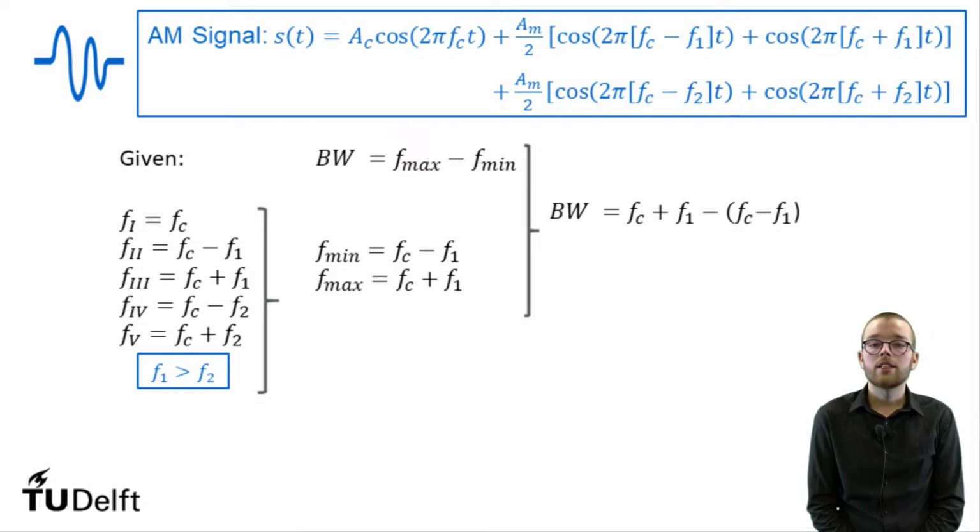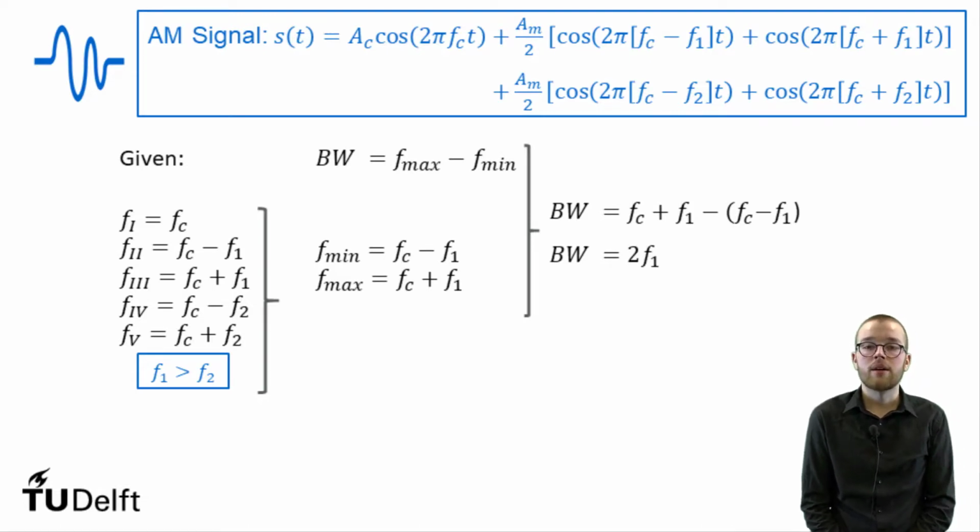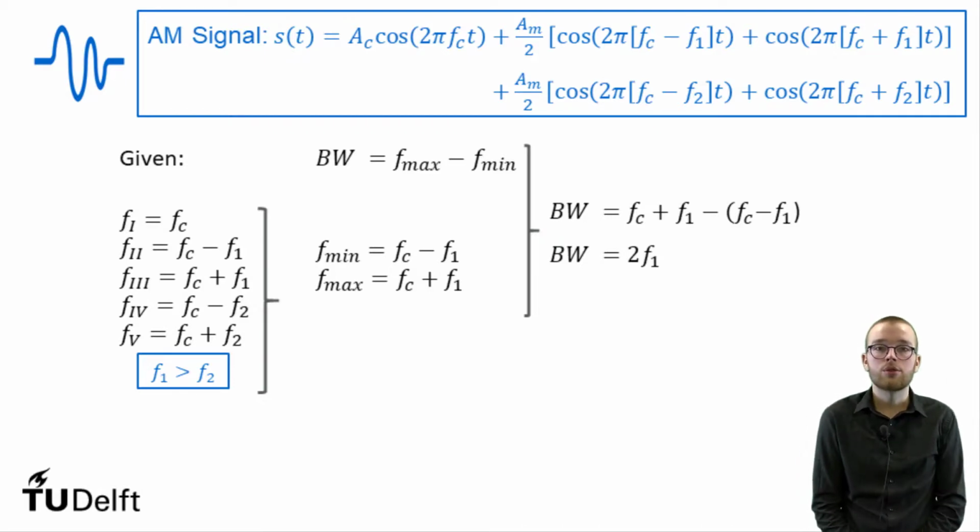If we rewrite this equation, the two carrier frequencies cancel out and the two frequencies of the first tone are added up, which gives us a final bandwidth of 2 f1, or 880 Hz. This is the amount of radio space that is needed to transfer our simple song.